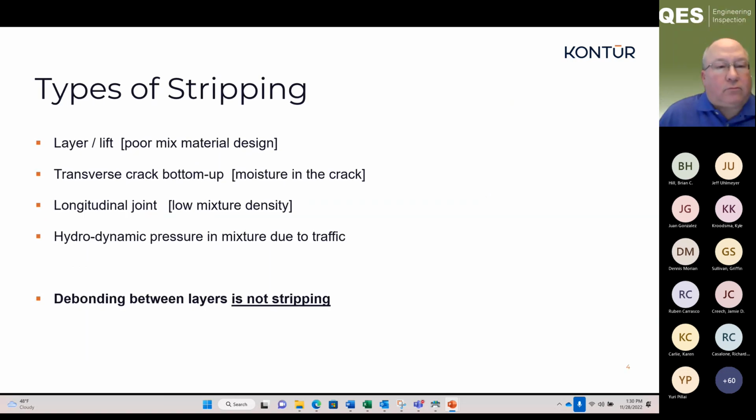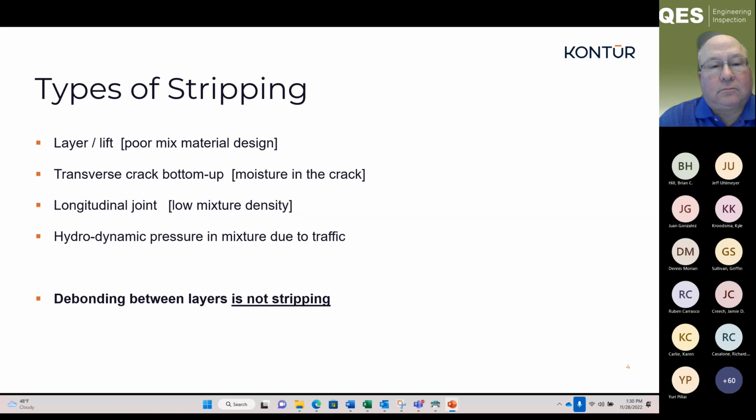When I was going through this in review and preparation for this meeting, I decided, well, really, types of stripping probably isn't the right title. It should be locations of stripping. And with that in mind, a lot of what we see is a poor lift within the mixture that strips out. But we can also have transverse crack bottom-up stripping, where the moisture gets into the crack and it begins to build damage from the bottom up.